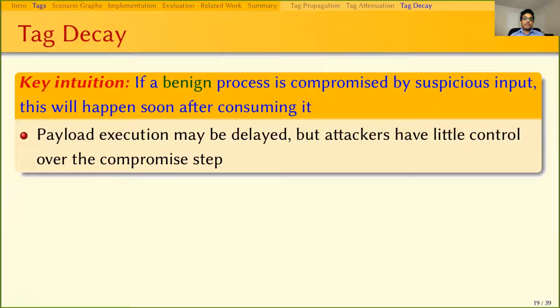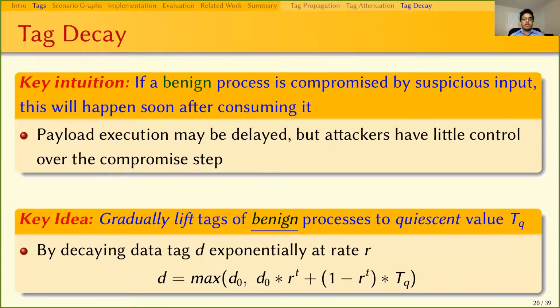Our key observation here is that if a benign process is compromised by some suspicious input, the compromise will happen soon after the input consumption. Otherwise, the input that we thought was suspicious might have been miscategorized. To capture this intuition, we gradually lift the integrity tag of a long-running subject exponentially up to a certain value with decay rate R.